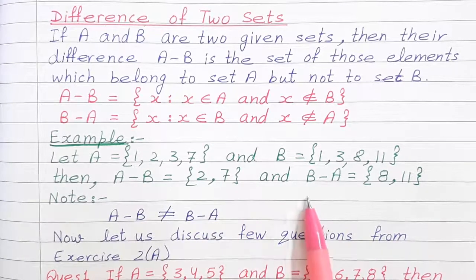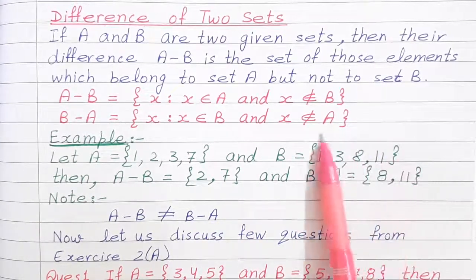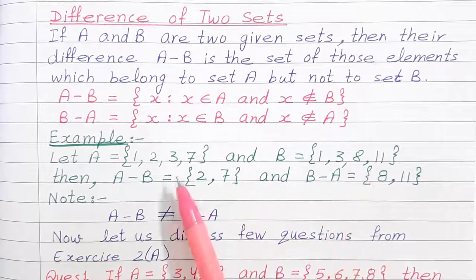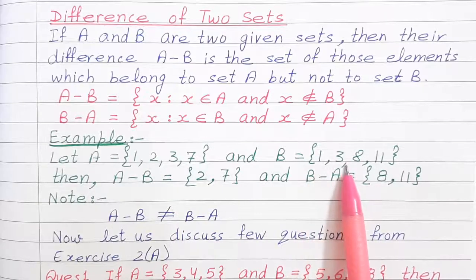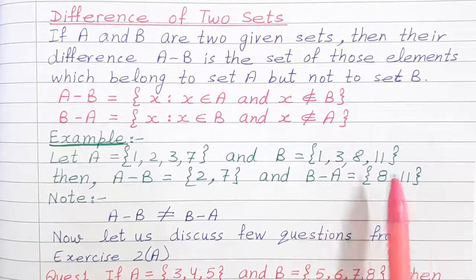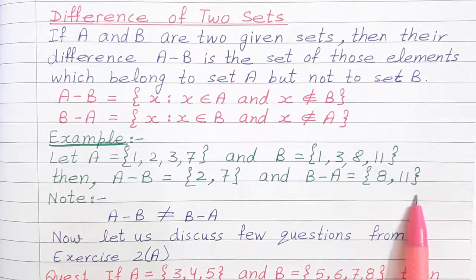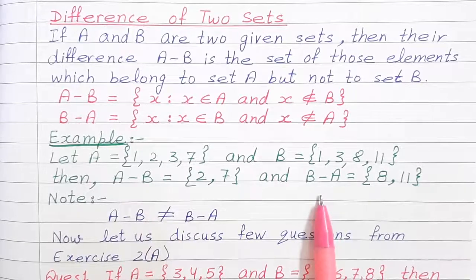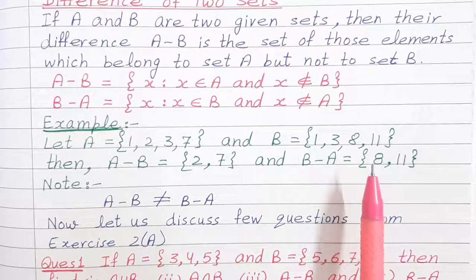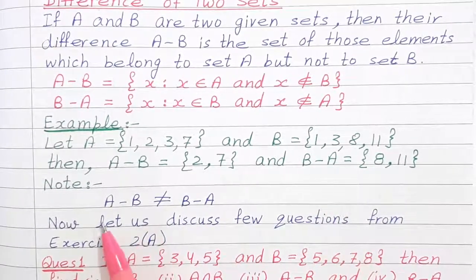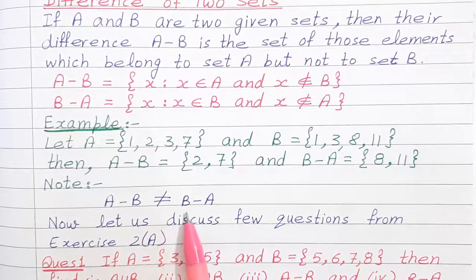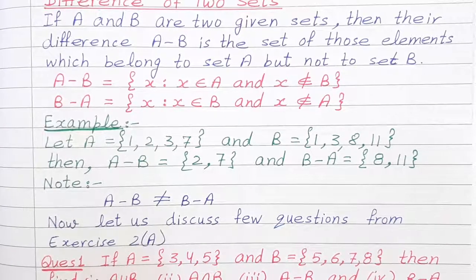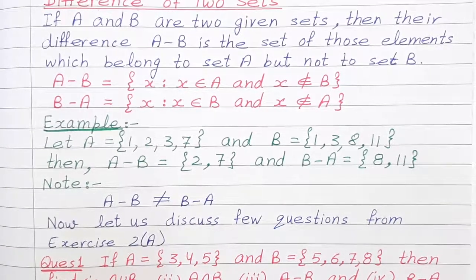Now let us see B minus A. Now from set B, remove the common elements. The common elements are 1 and 3. So remove the common elements. You are left with 8 and 11. I hope now you have understood how to write A minus B and B minus A. Children, always remember, A minus B cannot be equal to B minus A. Right? Now let us discuss a few questions from exercise 2A.